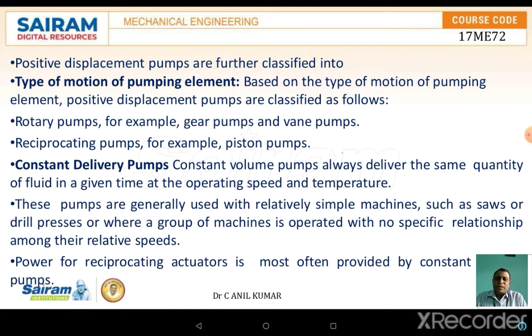The constant delivery pumps. Constant delivery pumps always deliver the same quantity of fluid in a given time at operating speeds and temperatures. These pumps are generally used for relatively simple machines such as saws or drilling presses, or where a group of machines is to operate with no specific relationship among the relative speeds. The power for the reciprocating actuators is most often provided by a constant pump.